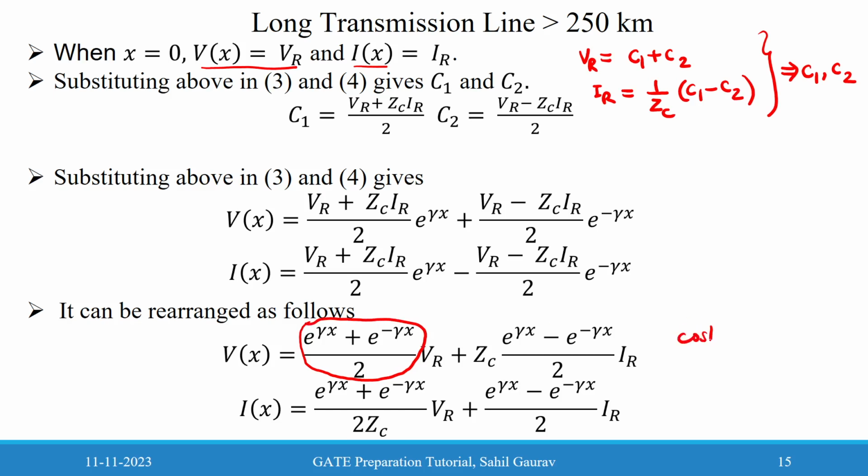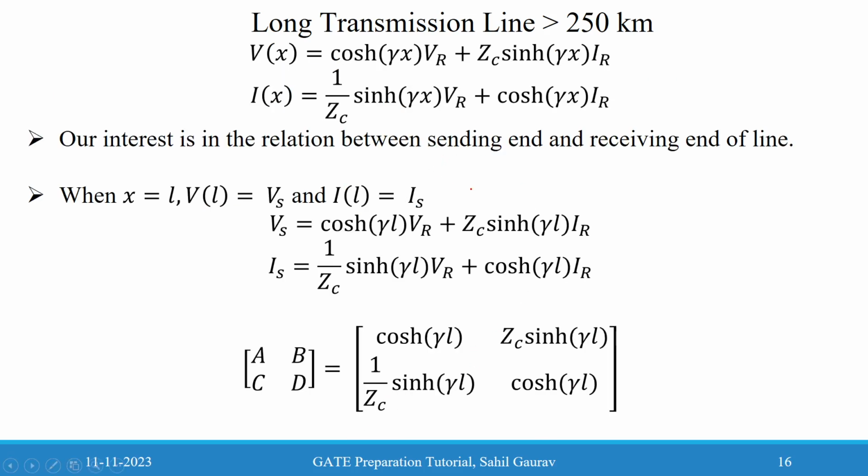cosh(gamma x). And similarly, if minus comes, then it is the sine hyperbolic function. So the cos hyperbolic function and the sine hyperbolic function. So we will get this expression. So we have finally found Vx and Ix in terms of, by rearranging terms of, Vr and Ir, the receiving end voltage and receiving end current.